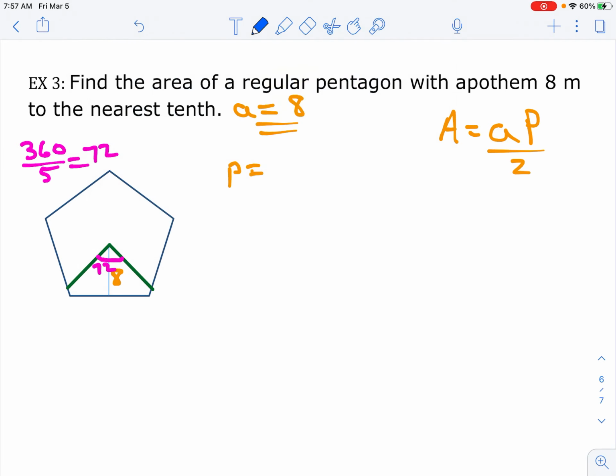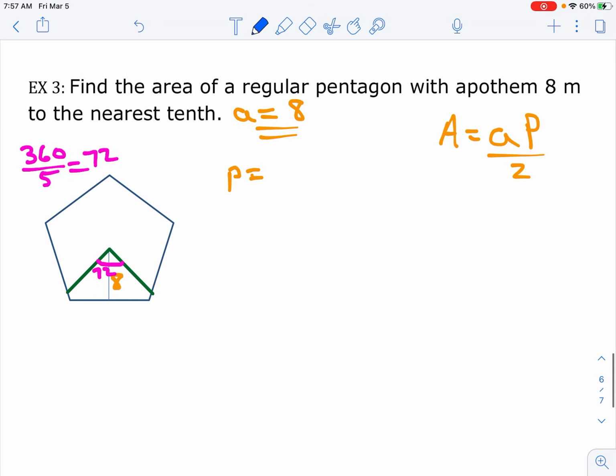Step 3, remove half of the triangle and redraw it underneath. Draw it the same way so that we can label everything where it goes. 72 gets cut in half to make it 6. 8 was on the vertical piece. Remember, we need to solve for the bottom because we're going to end up trying to find perimeter.